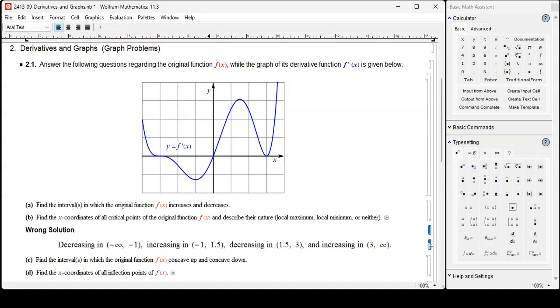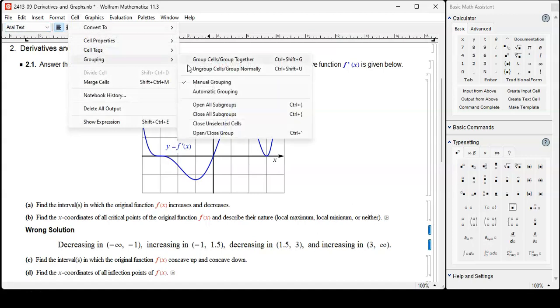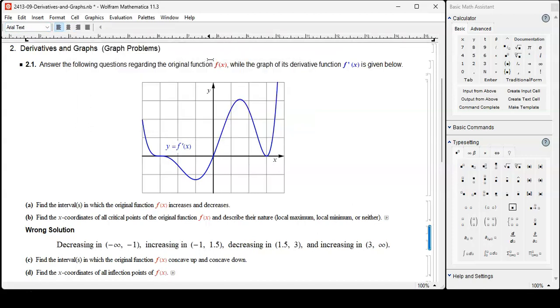If you write like this in part A, you're gonna get automatic 0 credit. What is decreasing and increasing and decreasing and increasing back again? F prime is decreasing, negative infinity to negative 1, negative 1 to positive 1.5 increasing, and decreasing from 1.5 to 3, and increasing back again from 3 to infinity. Again, what is decreasing and increasing like this? F prime is, not the original function f.